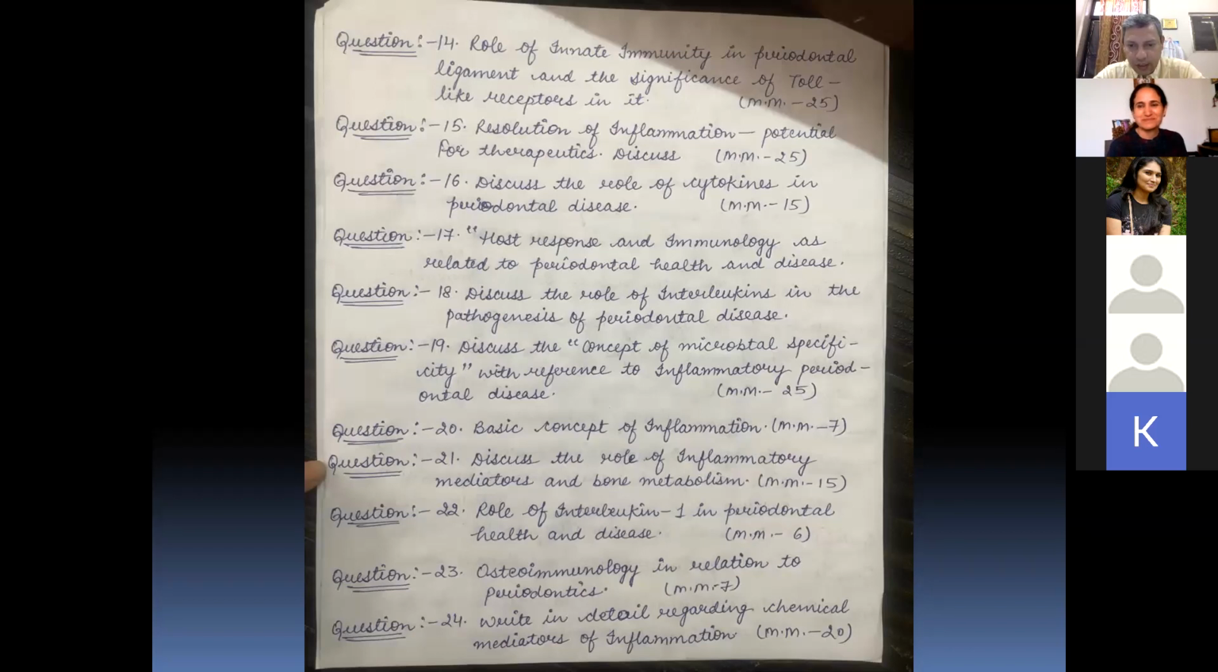Last question for the day. How much is the RANKL and OPG ratio? It should be 1:1. If RANKL is 2:1, then it will lead to bone resorption. If it is the reverse, then it will lead to bone formation.